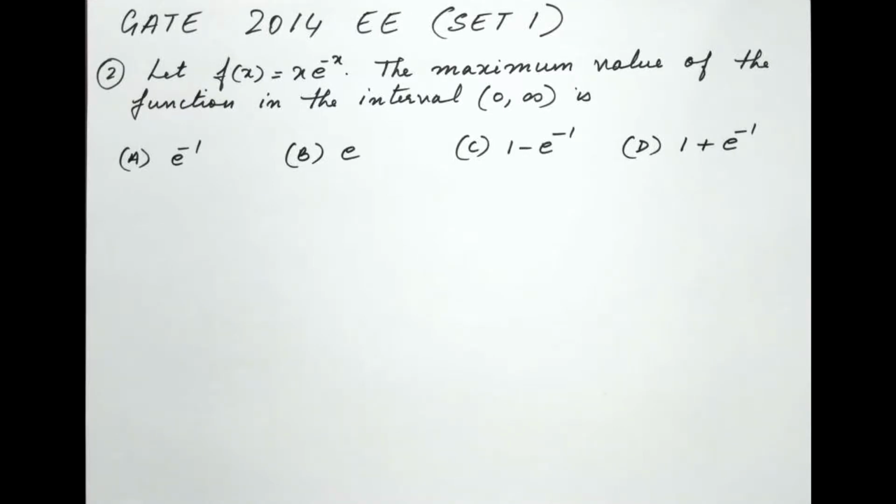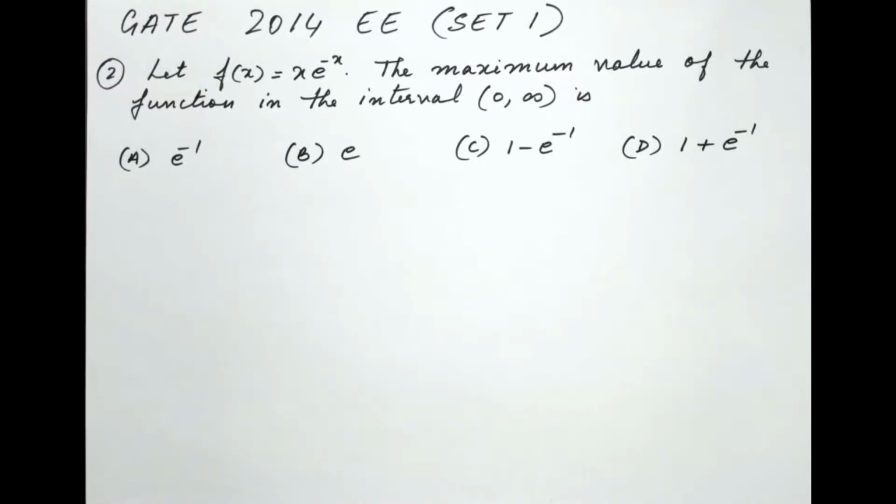Okay, so here's the next question, the second one for the 2014 paper for set 1. The question reads, let f of x equals x into e power minus x. The maximum value of the function in the interval 0 to infinity is, well, we have our 4 options here. Now, in order to find out the maximum value of a certain function, we will have to use differentiation. So we have to find out what the first derivative of f of x is, and then solve for x, and then see how the function is at the second derivative.